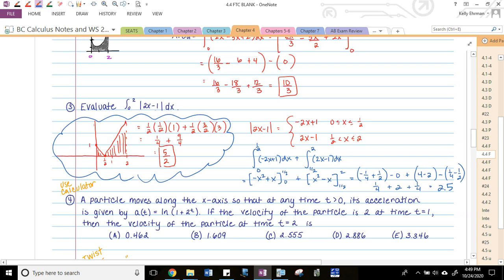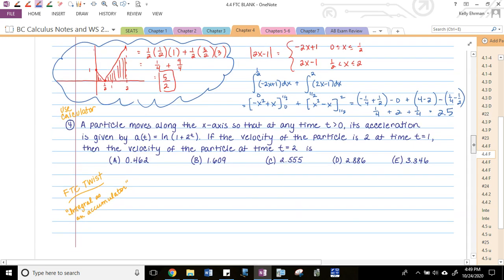Always stop and do a quick thought of, can I just graph this? Is it really that hard to just graph this and find the area? That's why we spent that time doing that yesterday. You can puzzle through it here, but if you see an absolute value or just a little linear piece as your function, why not just graph it and find the area that way?